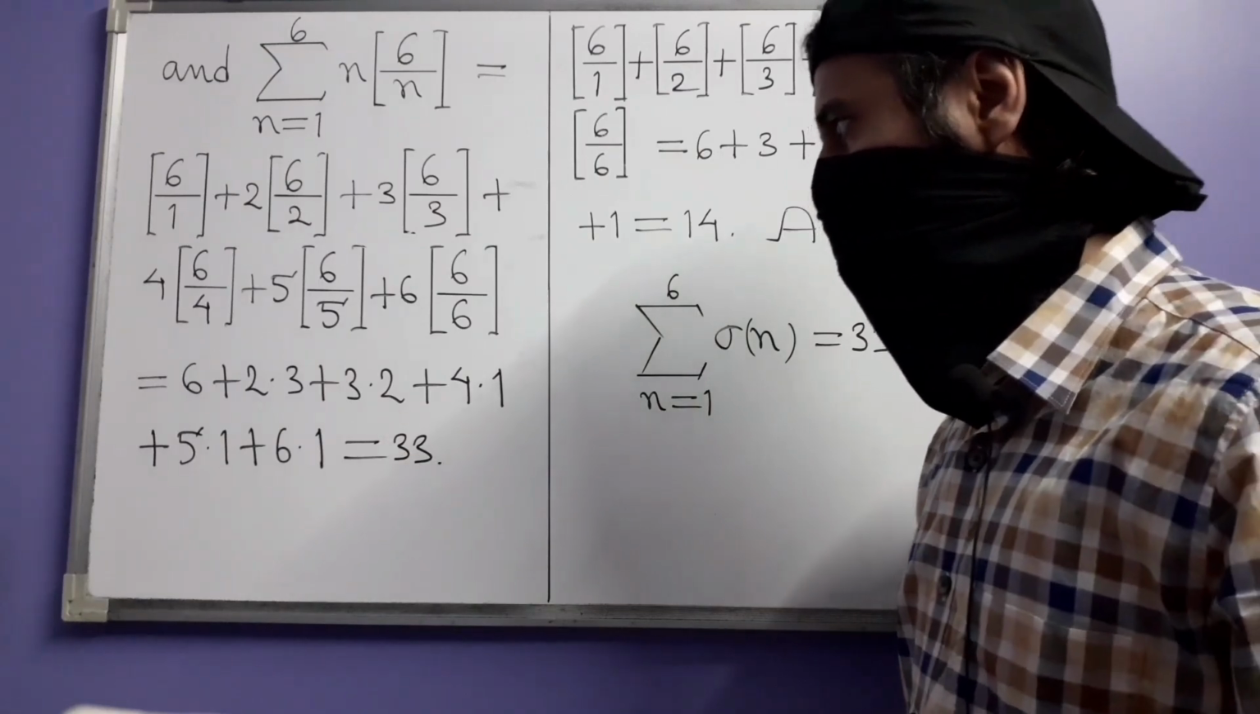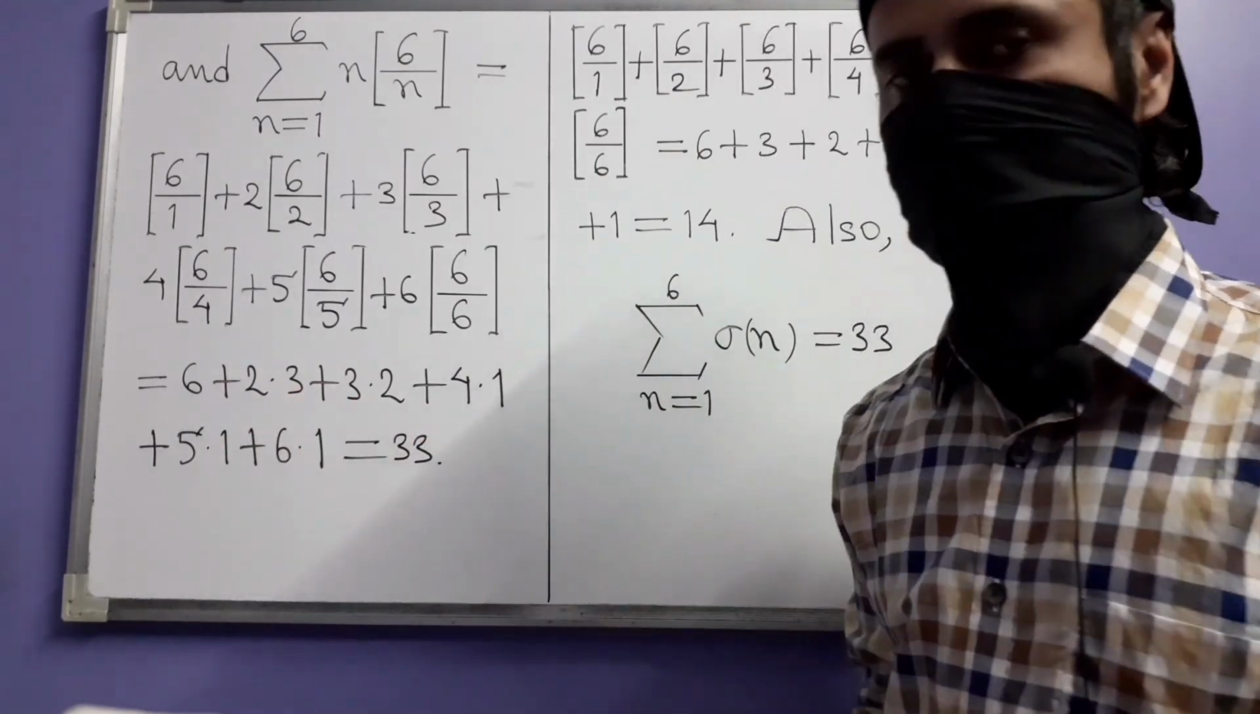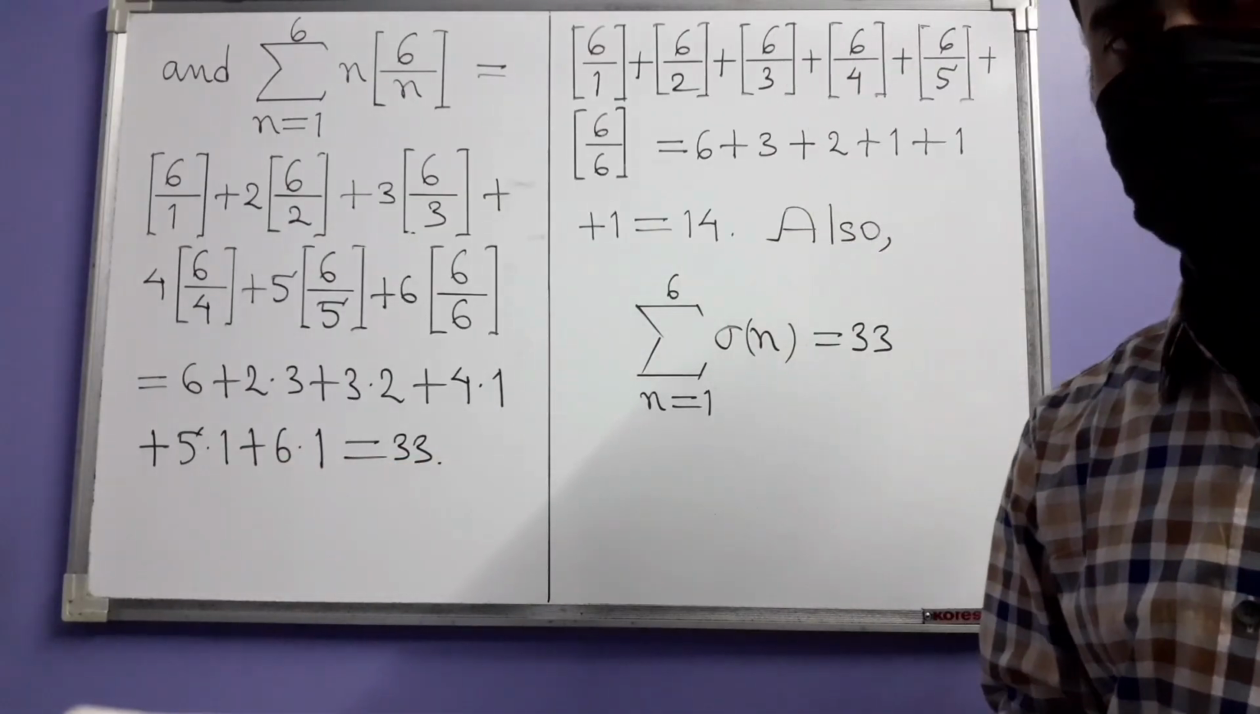1. So how many 6's do we see here? 1, 2, 3, 4. That means 24 plus 9, 33. So they are matching.